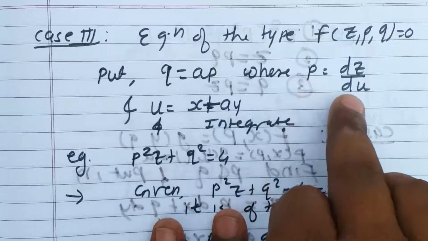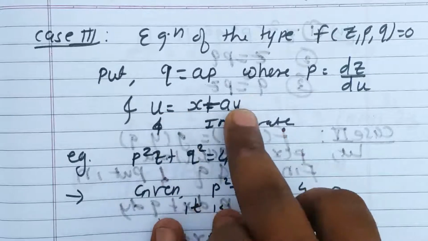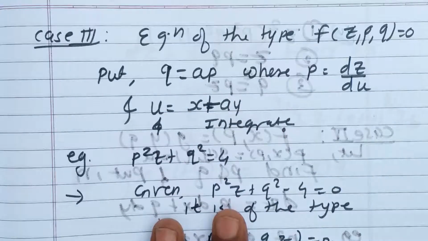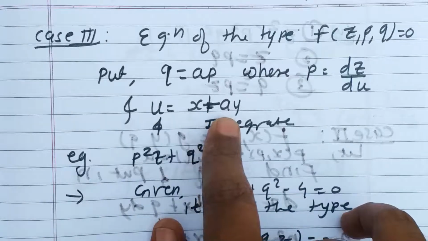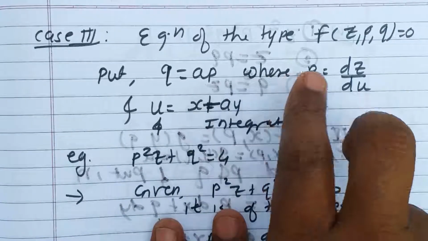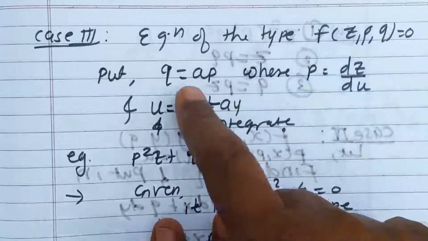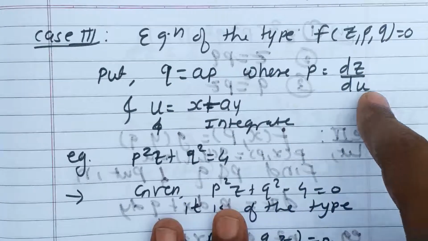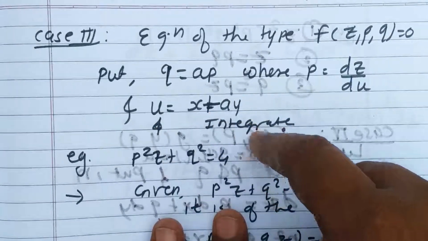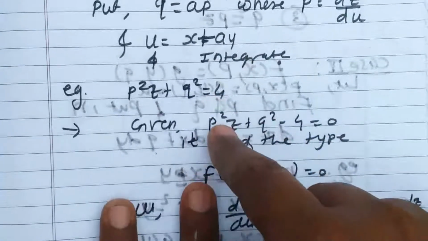But you need to again do back substitution, u equal to x plus ay, so that you will get the final answer in terms of x and y. This value of u also you must know, u equal to x plus ay. So these 3 values in this case you have to remember. Q equal to ap, where p is dz by du, u equal to x plus ay. Okay, so let us see the example.